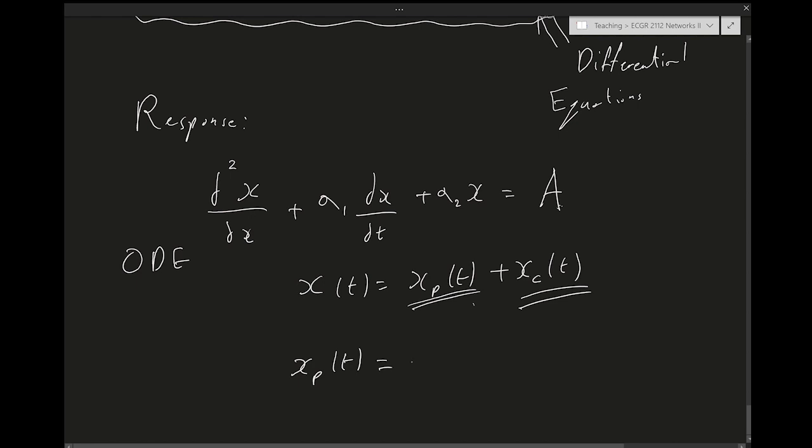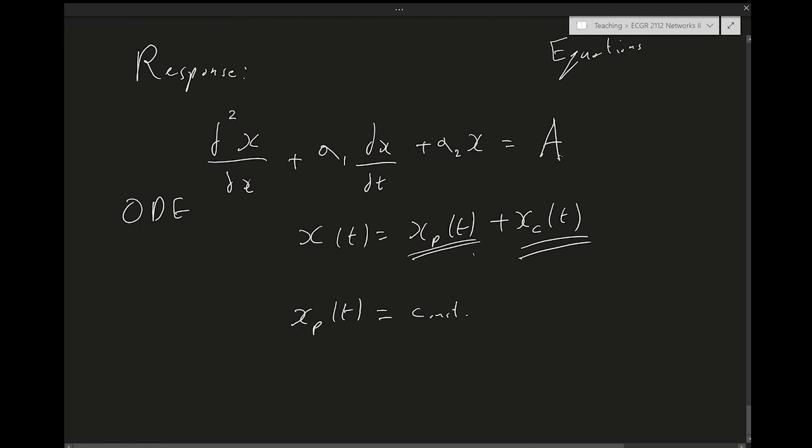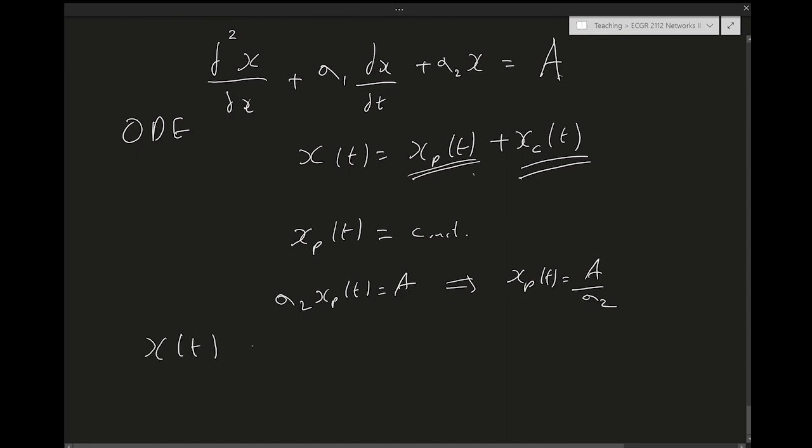Say it's some constant, right? It will be some function that's a constant, meaning that when I differentiate it twice or once, it will be 0. What should it be according to this equation? Well, a2 xp of t equals a, so that constant should be a over a2.